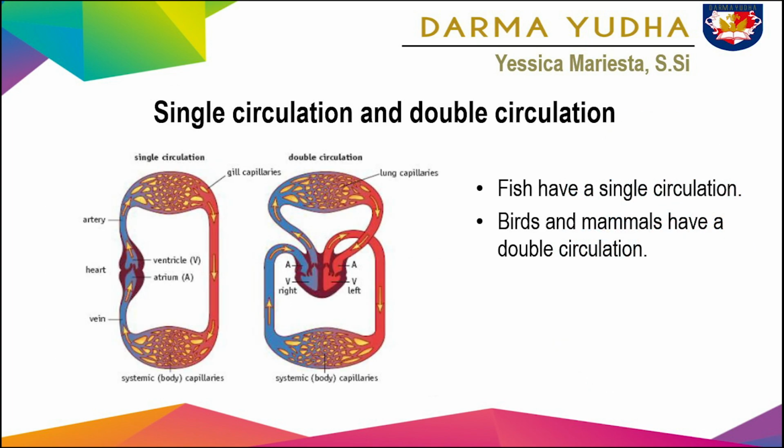Since we have mentioned double circulation, in this slide we're going to discuss the single circulation and the double circulation. To give you a brief introduction, firstly, fish have a single circulation. And birds and mammals have a double circulation. And then what exactly are the single circulation and double circulation? We're going to see that in the next slide.